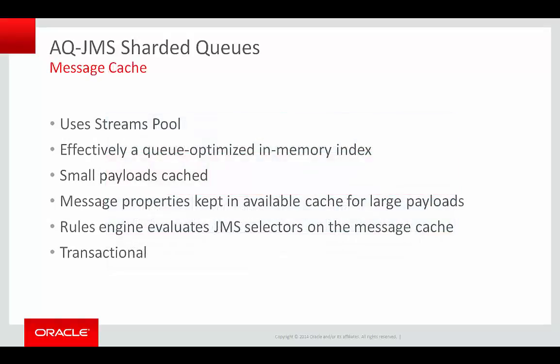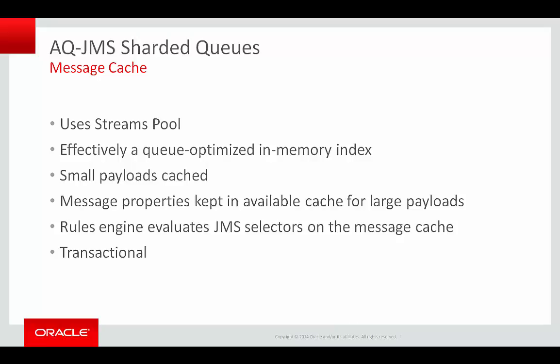The message cache plays a key role for sharded queue performance. The message cache is allocated from the streams pool, so to get the best performance, you need to allocate streams pool to the message cache. We effectively use the message cache as a queue optimized in-memory index. If at all possible, we will keep the payloads in memory. So small payloads that are, let's say, less than 2K will be stored inside of the message cache if there's space.